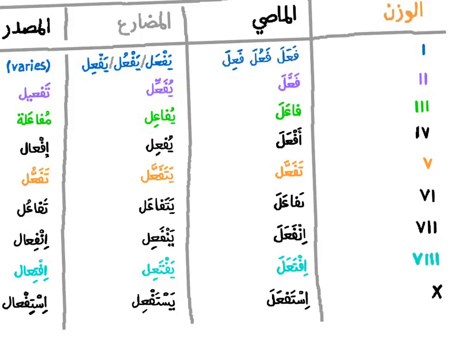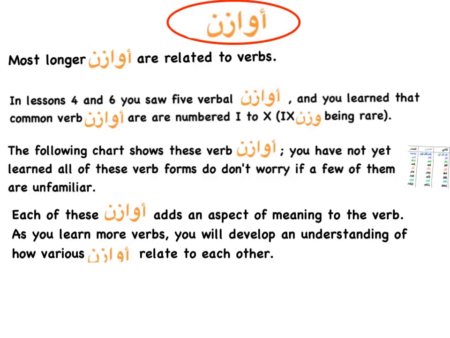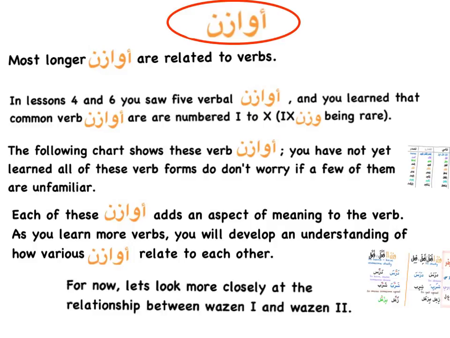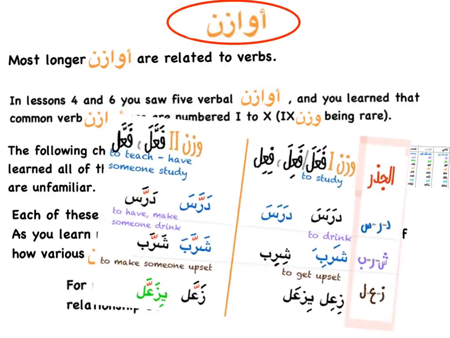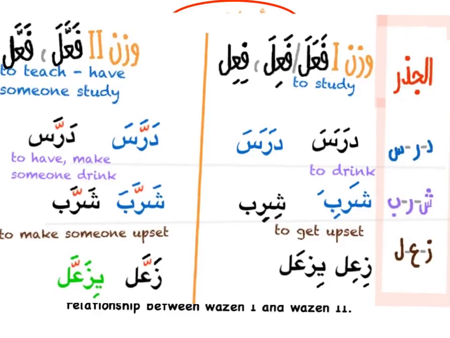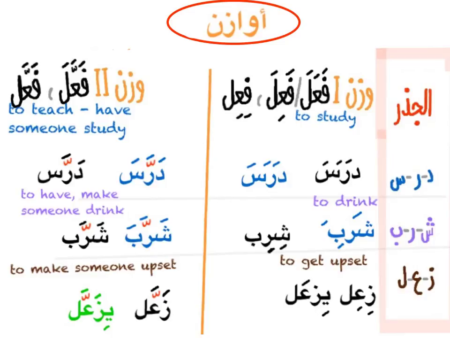And we have the verbs in ماضي, مضارع, and مصدر. And as we said, like 10 times before, each of these أوزان adds an aspect of meaning to the verb. As you learn more verbs, you will develop an understanding of how various أوزان relate to each other. For now, let's look more closely at the relationship between وزن واحد and وزن اثنين.